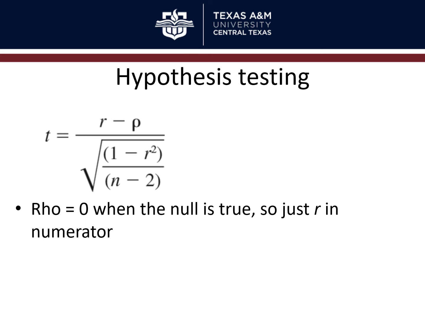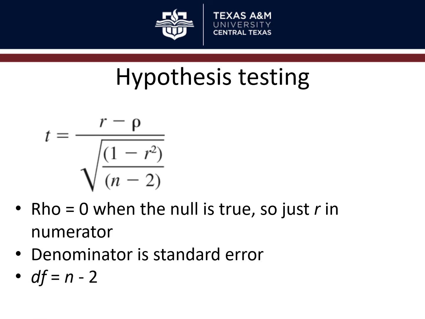So really, that numerator is just your r value. So it's r divided by standard error. And the denominator is that standard error, where it's 1 minus the coefficient of determination, so the amount of variability you didn't account for, divided by degrees of freedom, square root that. And as I said, degrees of freedom is n minus 2, where n is equal to the number of pairs of scores.